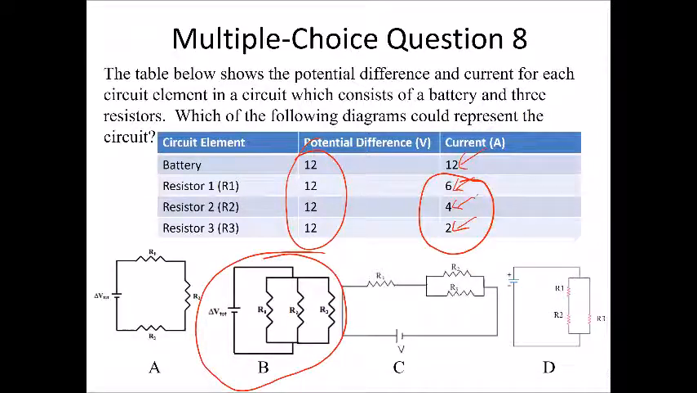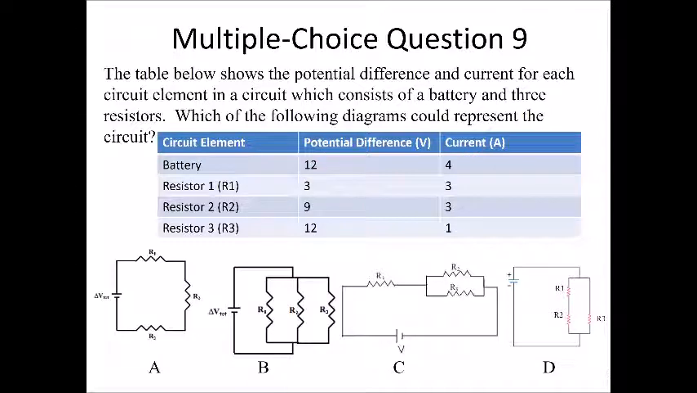All right, now let's look at question 9. Again, same setup, slightly different values in our table. This time we have 4 amps coming out of the battery. 3 amps go through 1. 3 amps also go through 2. 1 amp goes through 3.